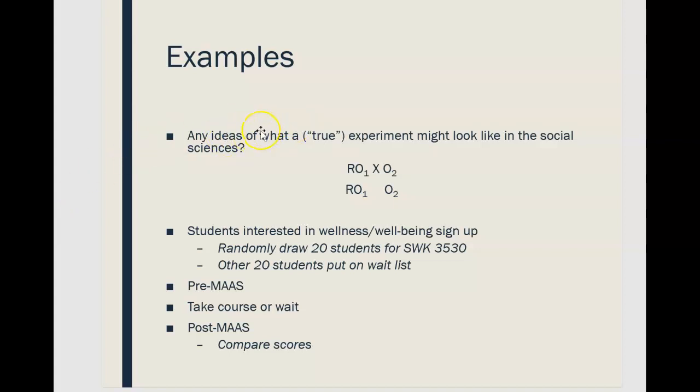So again, any ideas of what a true experiment might look like in the social sciences? Let's say I've got students that are interested in wellness, well-being, who sign up. And let's say maybe I've even got 60 students, right? I'm going to randomly draw 20 students to take this elective that I have. The other 20 students are going to be put on a wait list. They're going to wait till the next semester, or however that works. We're going to do this pre-mindfulness scale. They're going to take the course or wait, and then we're going to compare the scores on this scale.